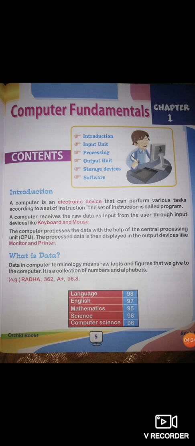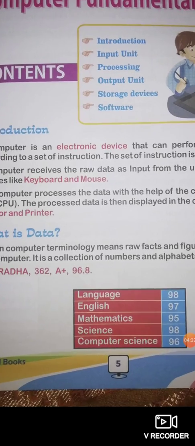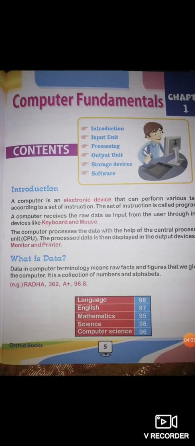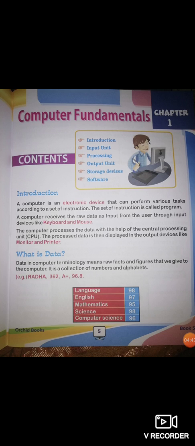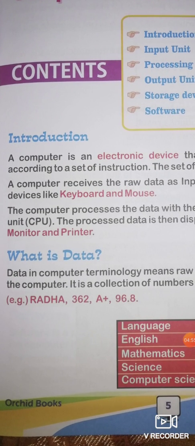Okay, and then the computer receives the raw data as input from the user through input devices. As I told you, the input devices are the keyboard and mouse. So through the keyboard and mouse only we are communicating with the computer. And then once the data gets processed, it will be displayed on the monitor and printer. Okay, so once 2 plus 3 gets processed, the answer 5 will be displayed on the monitor. So if you want to take it out in a printed format, you can attach a printer too.